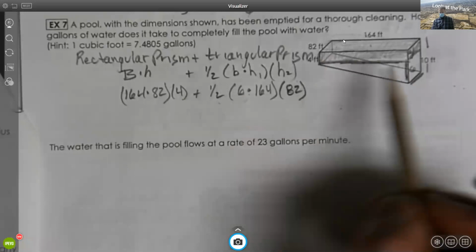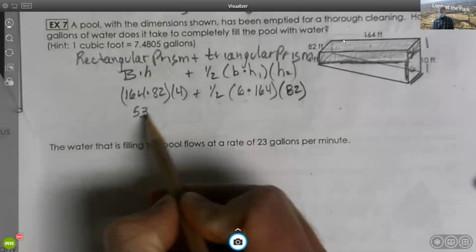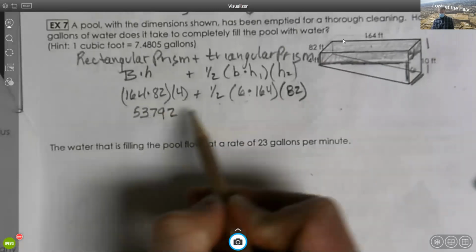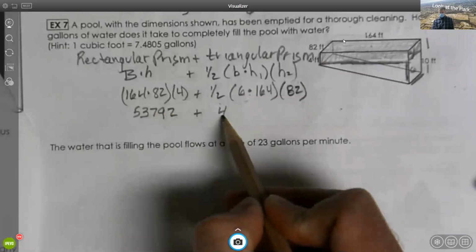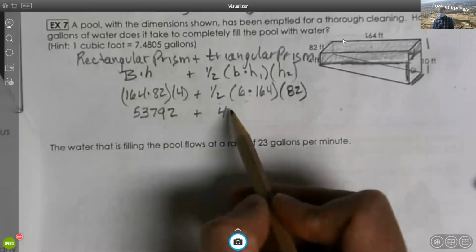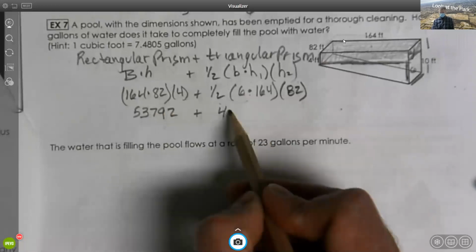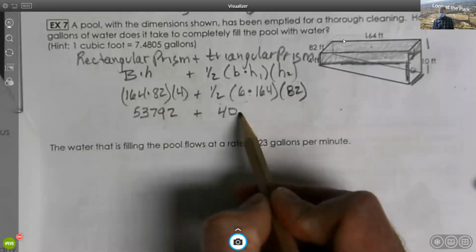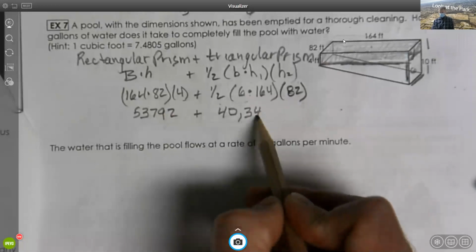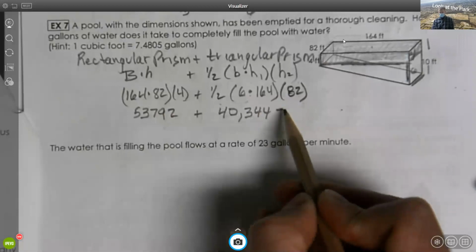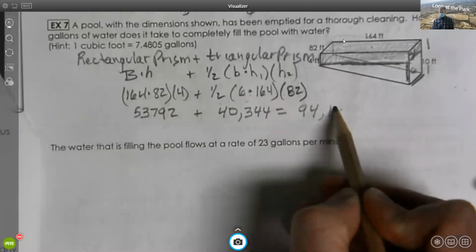So with our calculator, we come up with 53,792. Actually, 40,344 if using a calculator. So we add the two together to get 94,136.